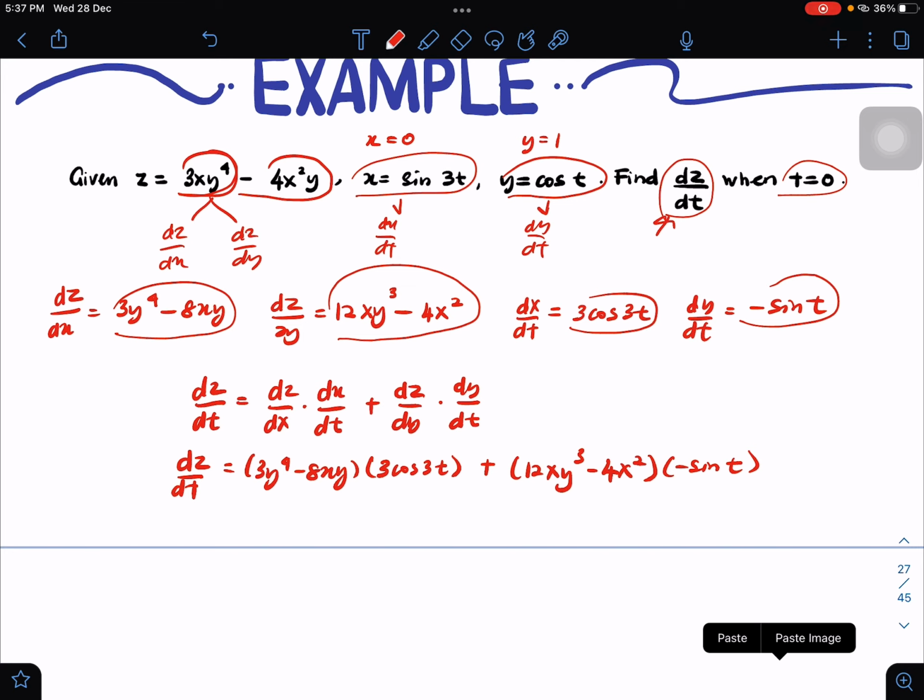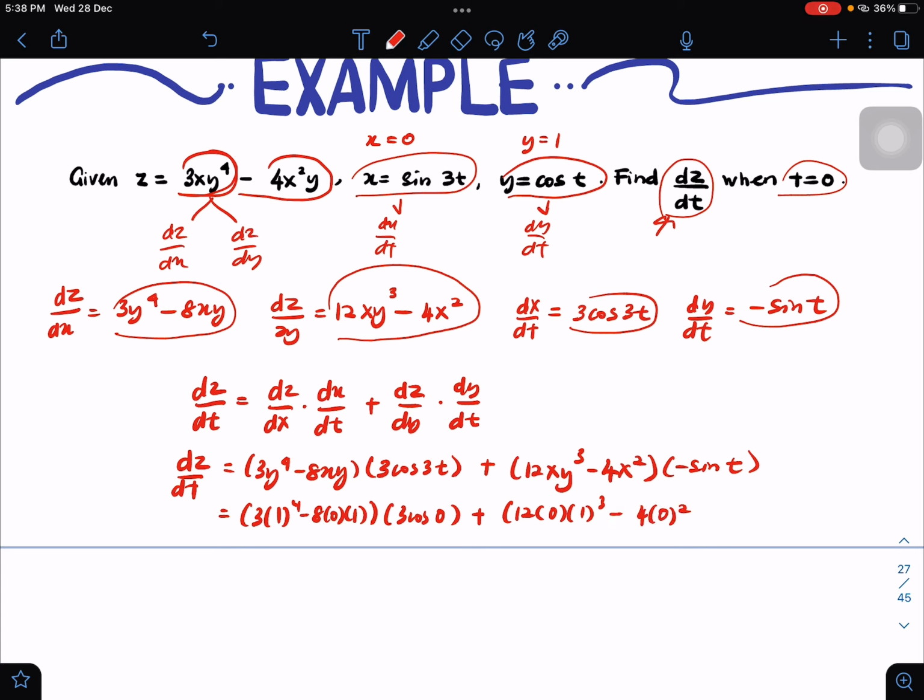You just need to substitute. So you will get 3 times 1 to the power of 4 minus 8 multiplied by 0 multiplied by 1, times 3 cos 0, plus 12, x is 0, y is 1 to the power of 3 minus 4 times 0 to the power of 2, times negative sine 0. Okay, class, this one is all 0. So this one is 3 minus 0, which is 3. 3 multiplied by 3 is equal to 9. So you get your value of dz/dt is equal to 9 by using the chain rule.